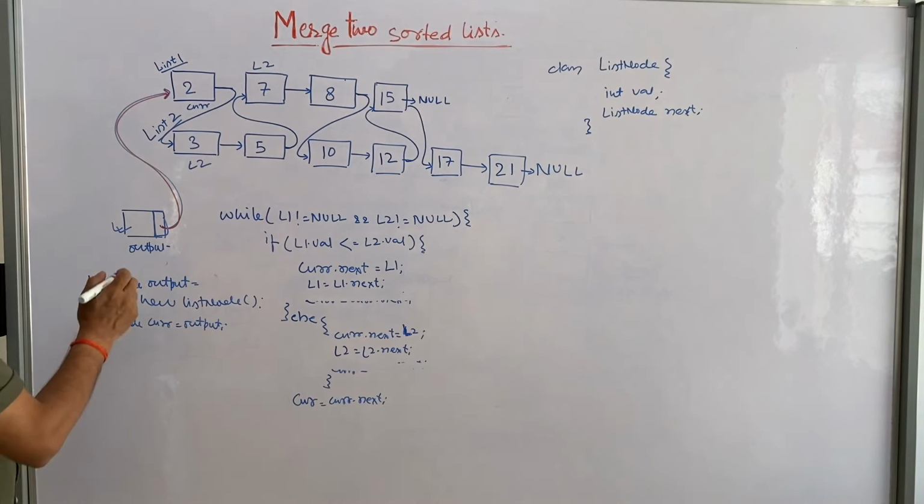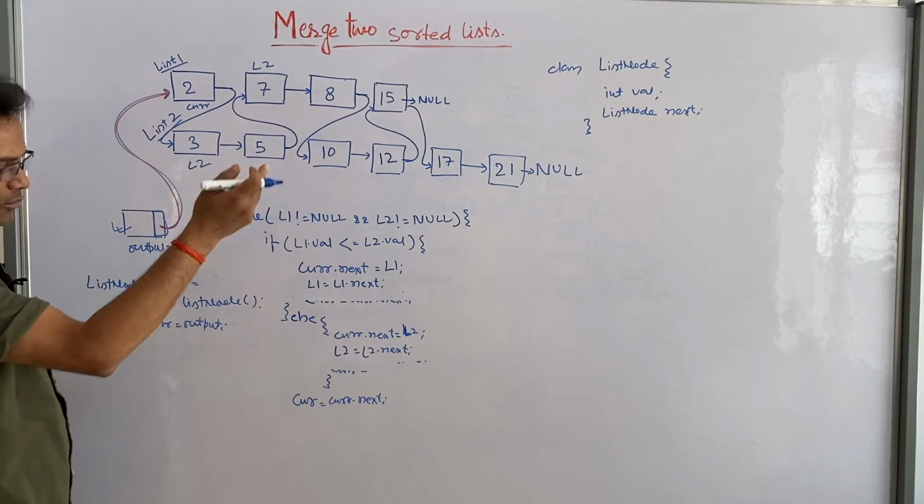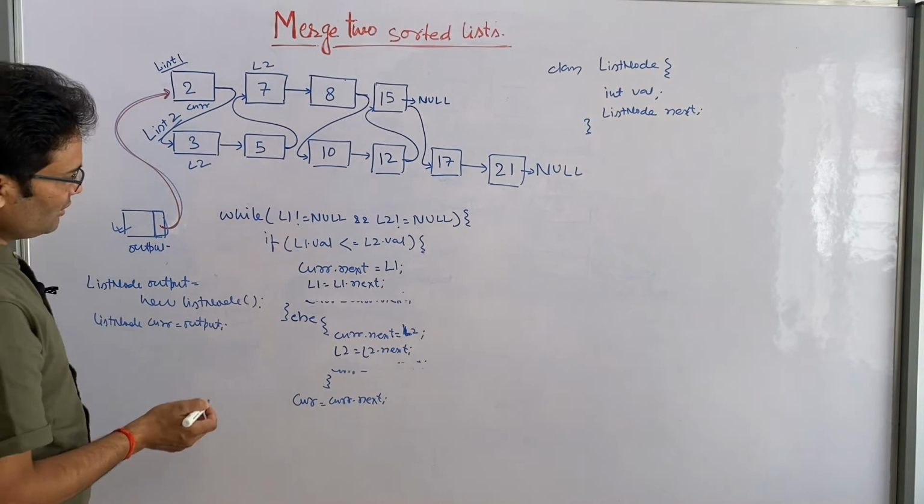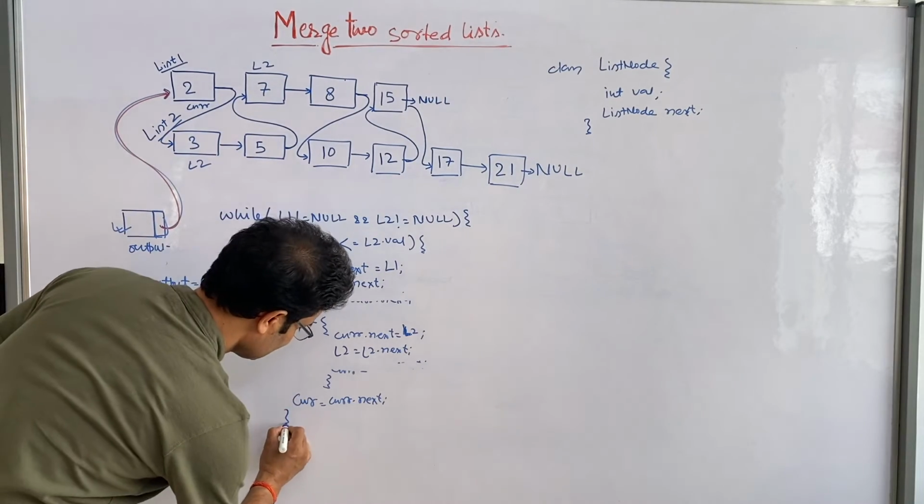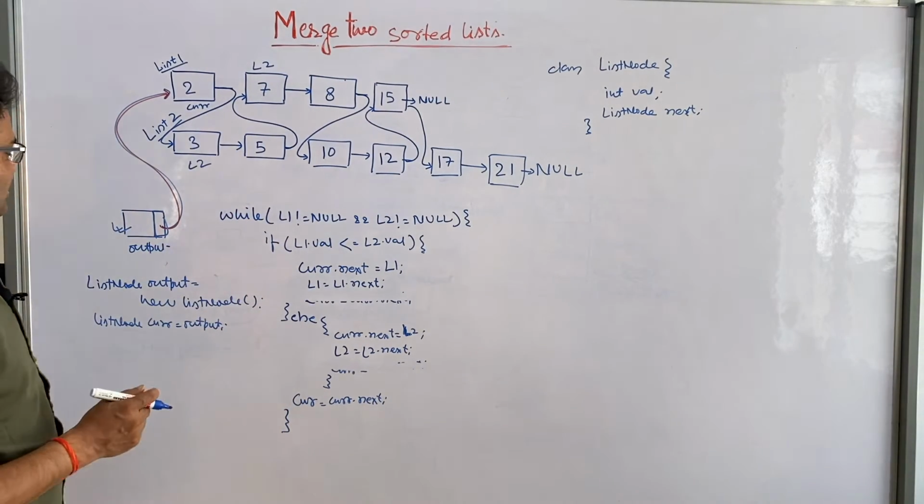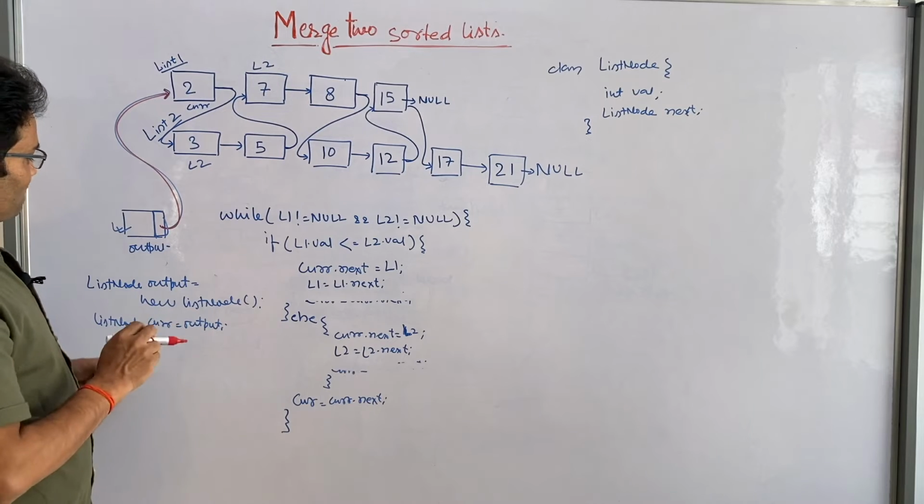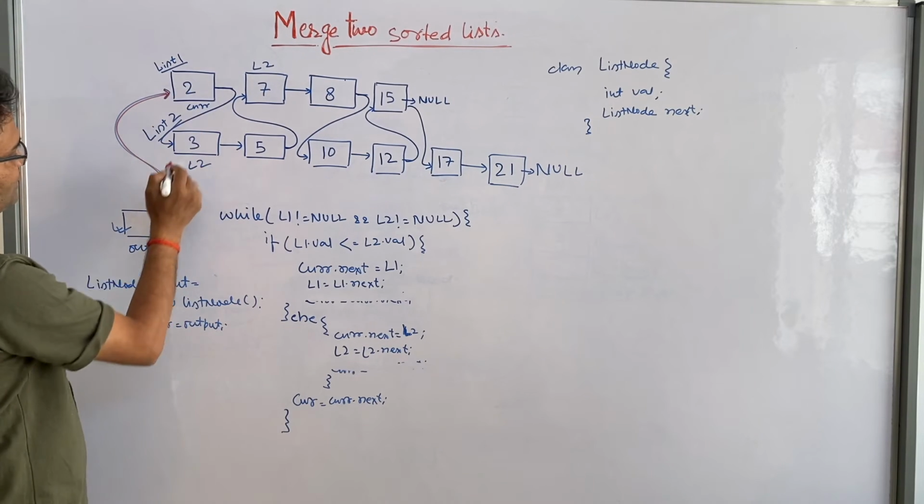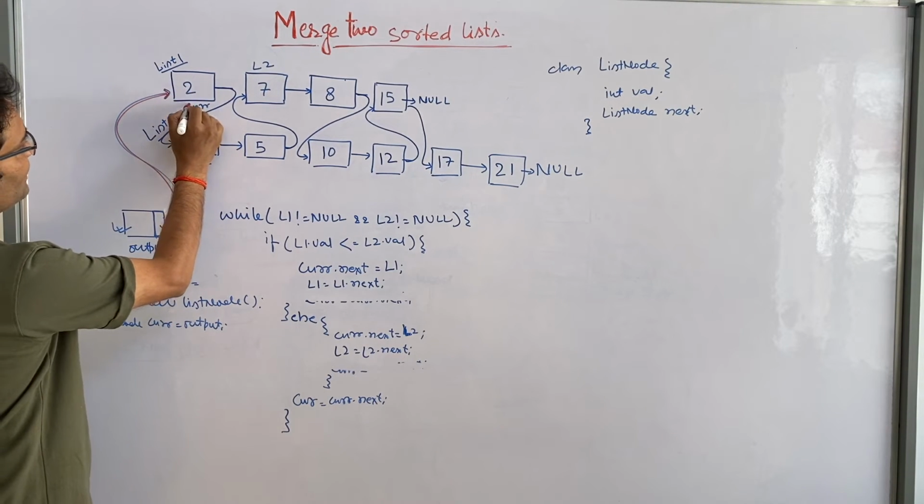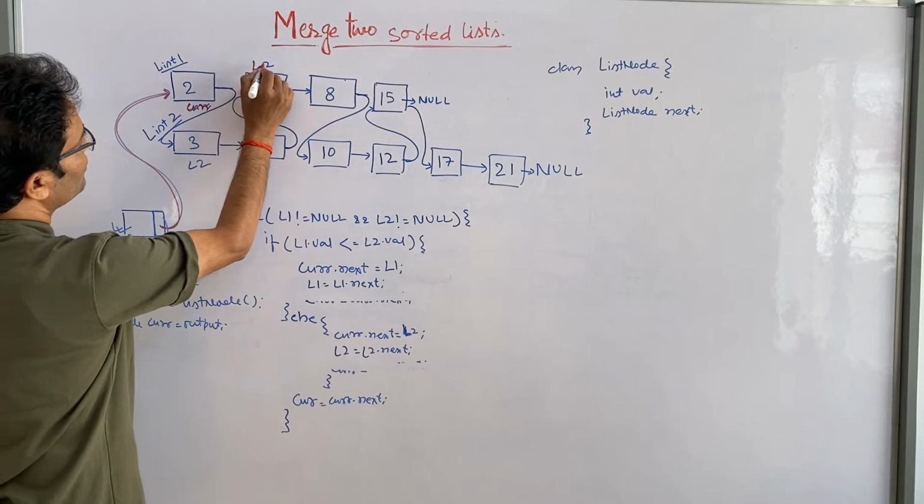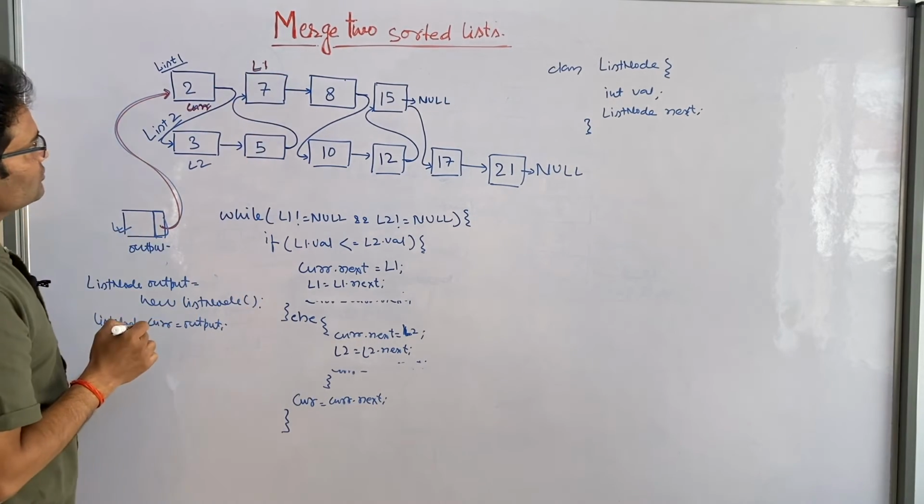Because anyhow, whether this current be here or here, you have to move further. So now let us do the dry run and see how it works. We start from here, check 2 or 3, it will connect to here, and then current will come here, and L1 will become here.